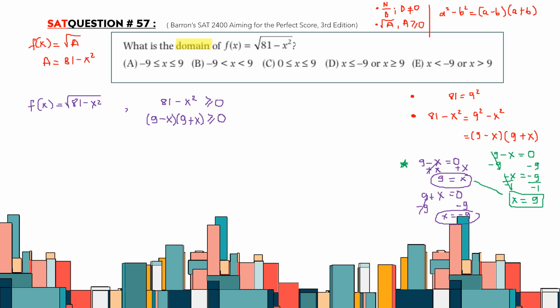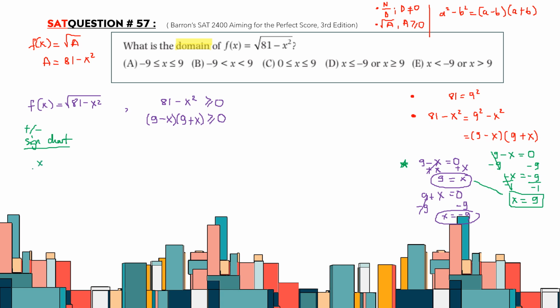Now we have x equals 9 and x equals negative 9 as the critical numbers. We will make a sign chart in this case to solve the inequality. We should make the left-hand side greater than or equal to, or less than or equal to, 0 on the right-hand side. The sign chart means you only care about whether the sign is positive or negative.